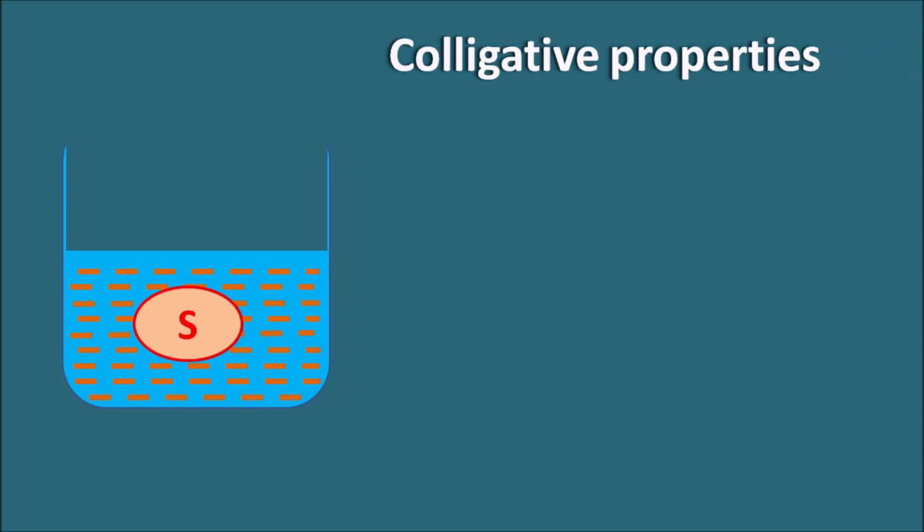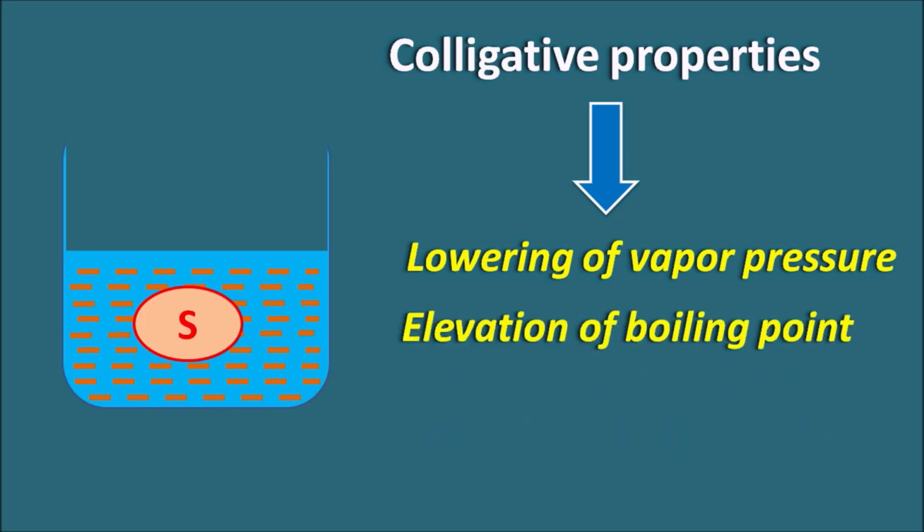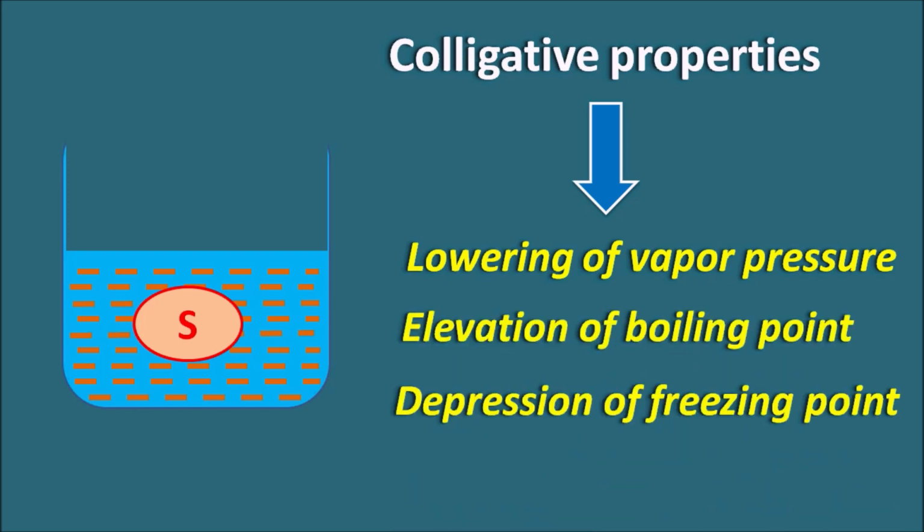Now within a solvent we are going to add a non-volatile solute. It produces a change in a few of the properties, which are called colligative properties. So colligative properties mainly depend on the number of particles rather than the nature of the particles. These colligative properties can be classified into four categories: lowering of vapor pressure, elevation of boiling point, depression of freezing point, and osmotic pressure. These four properties are called colligative properties, which depend on the number of solute particles within the solution.